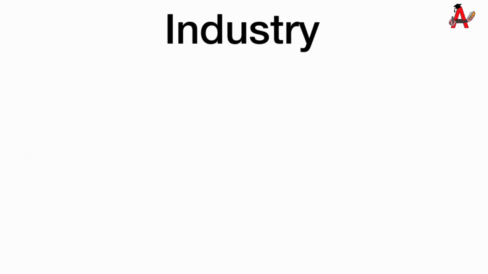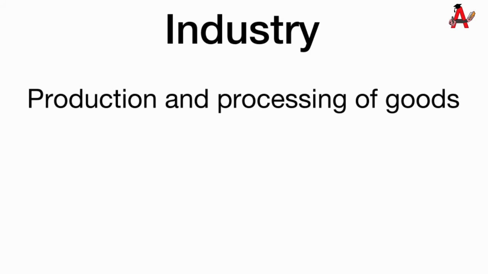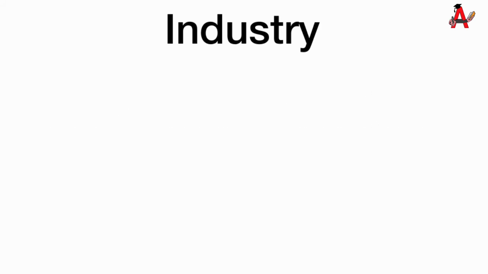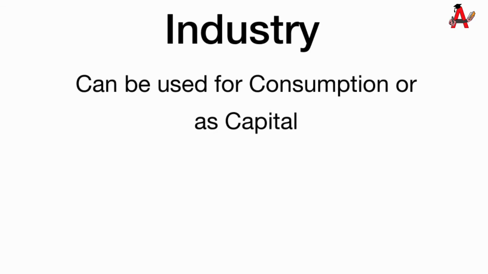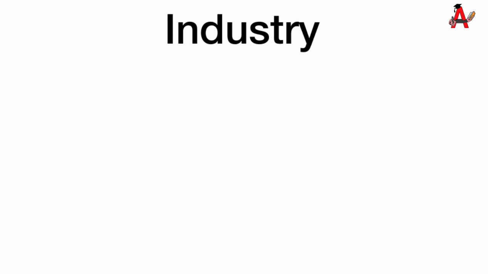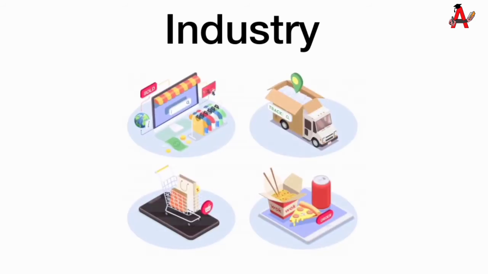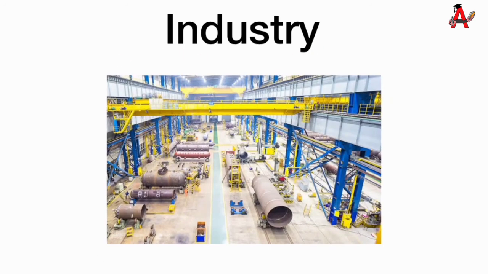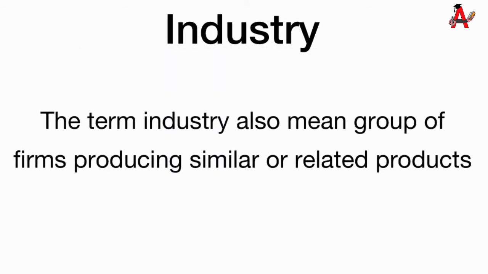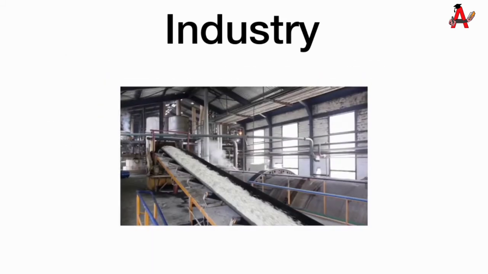This would include production and processing of goods. The goods produced may be consumer goods or capital goods. Now, normally the consumer goods are directly consumed by the final consumer, whereas capital goods are used by other industries for further production of goods. The term industry also means a group of firms producing similar or related products. For example, when we say sugar industry, it would include all manufacturing units producing sugar from sugarcane.